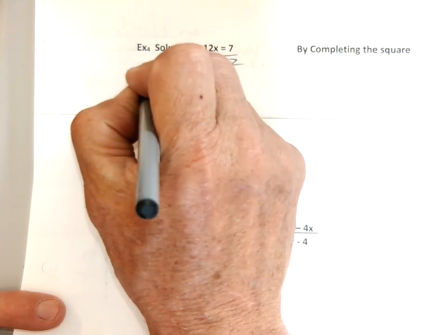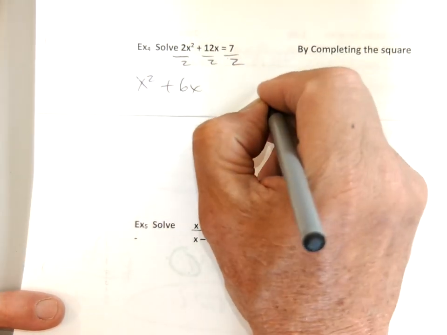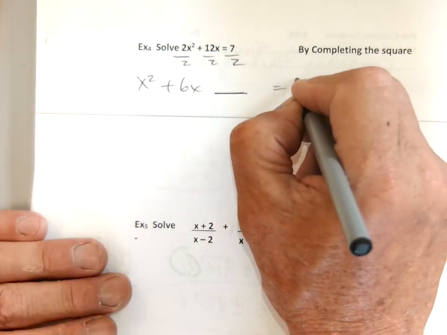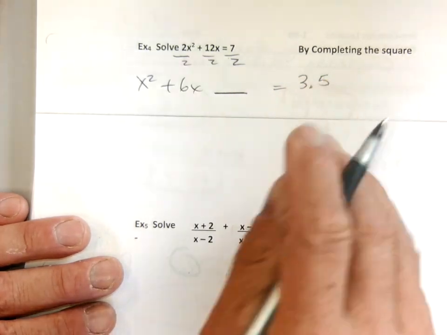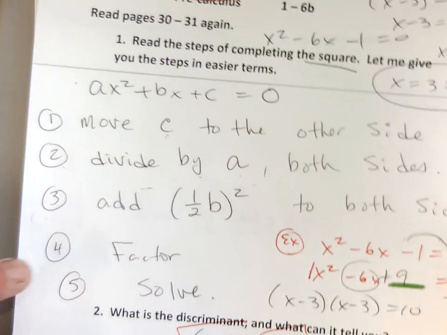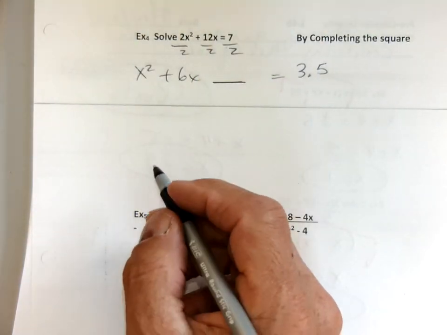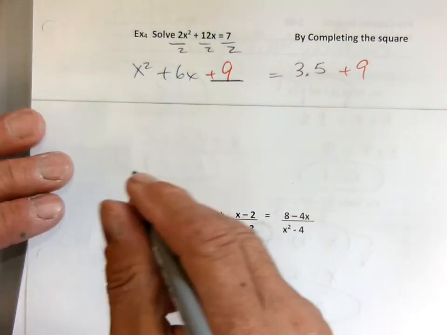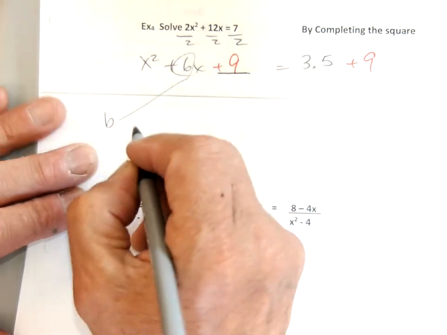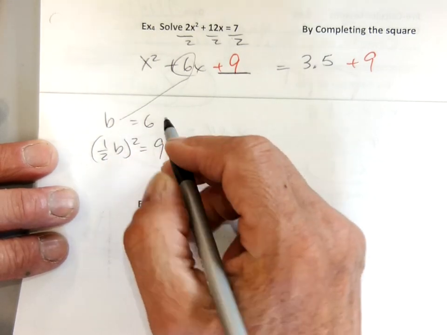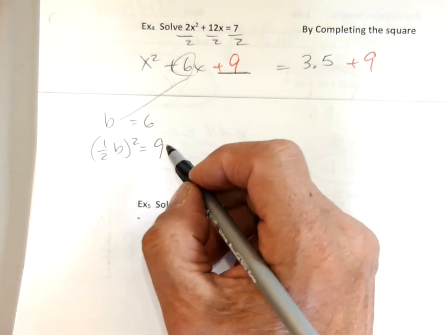So I'll have x squared plus 6x. I'm going to leave a little space there. Equals 7/2, okay? We can even make it 3.5. Okay, you can probably do this in your head by now. 1/2 b squared. Yep, and 3 squared is? 9. There you go. So it has to be plus 9 on both sides. I'll show that, okay? So b is 6. 1/2 b squared is 9. Half of 6 is 3. 3 squared is 9.